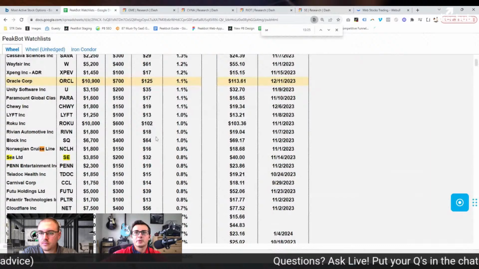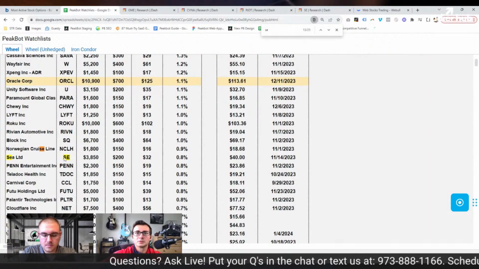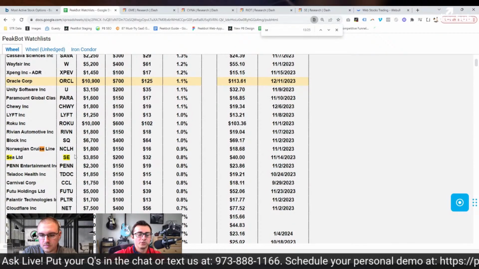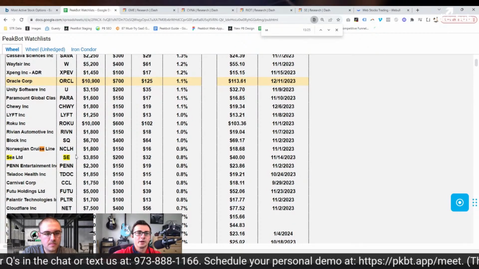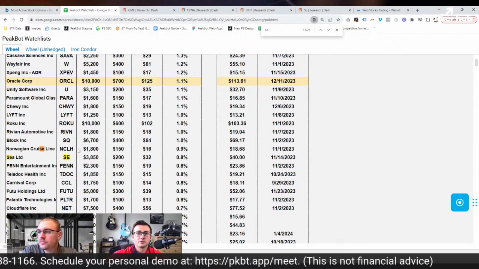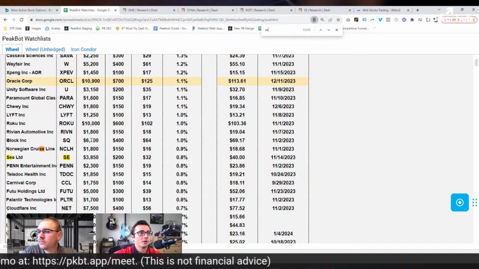I'm not particularly tied to this. If you like trading SE, then by all means, the chart wasn't too bad. We could break above that $40 level, and nothing to worry about after that. So at this point, Dillon, I'm going to hand it over to you.